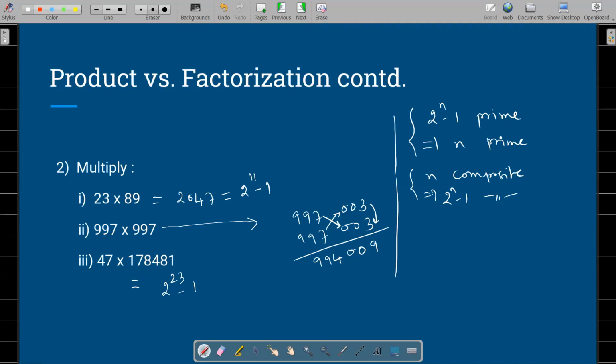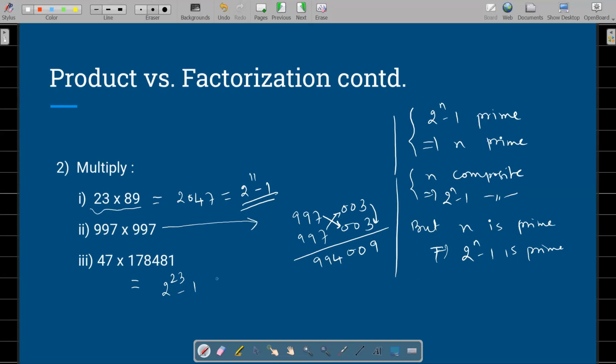But if n is prime, it may not always imply that 2 raised to n minus 1 is prime. And there are such examples, like 11 is one such first number. 11 is prime, but 2 raised to 11 minus 1 is not prime. It gets factored as a product of two primes.